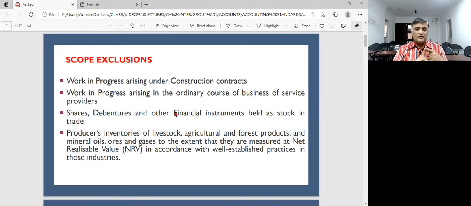Similarly, producers' inventories of livestock, agricultural and forest products, and mineral oils, ores, and gases, to the extent they are measured at NRV in accordance with well-established practices in those industries. So this is important. Actually, in Indian accounting standards, Ind AS, we have a separate standard to handle livestock and agriculture. So the whole logic is very simple. If you have a separate standard to deal with these areas, you need not bring them into AS2. Deal with them in those separate places.